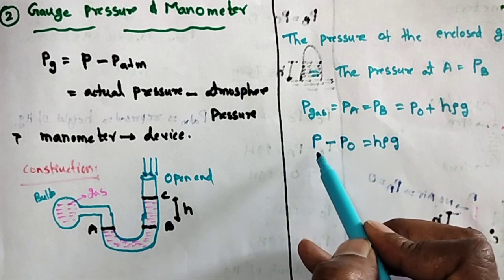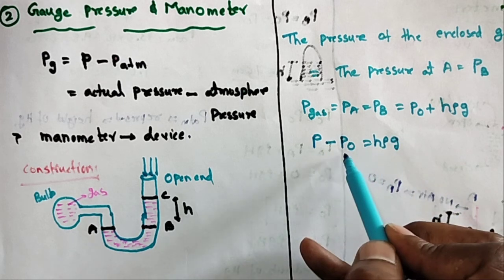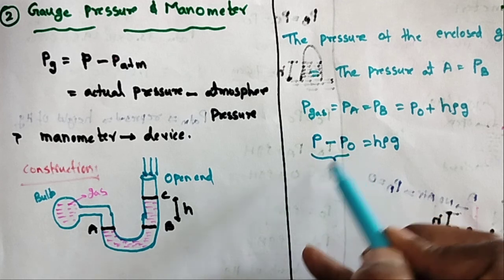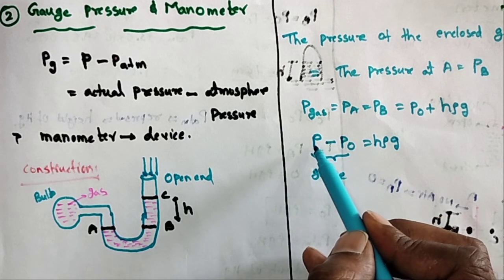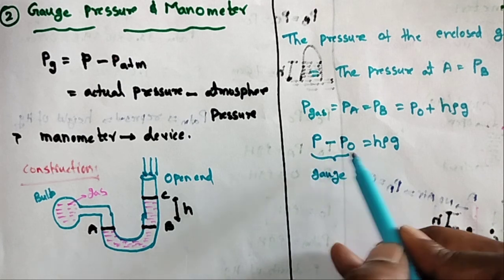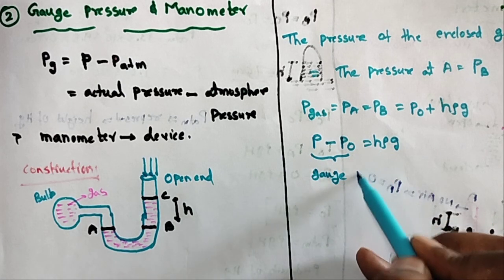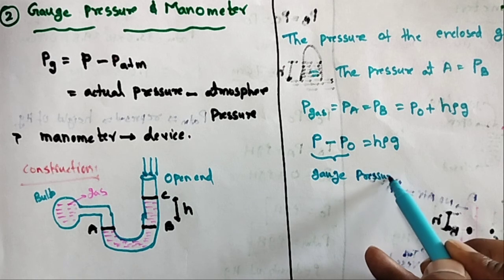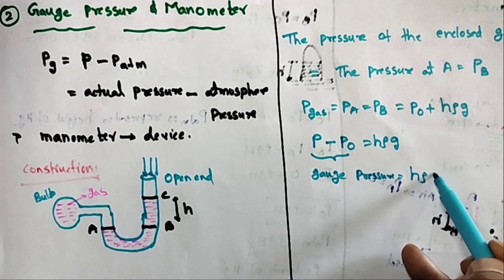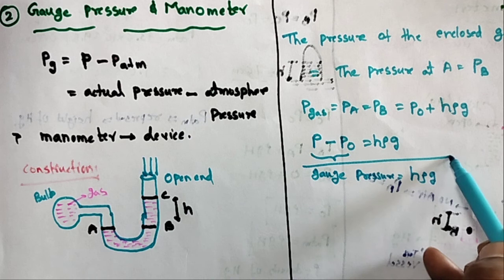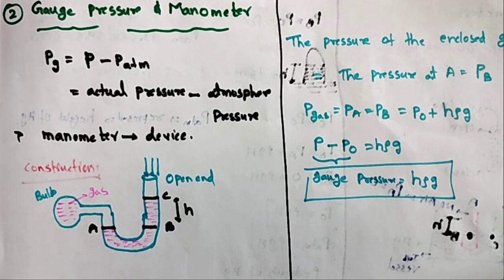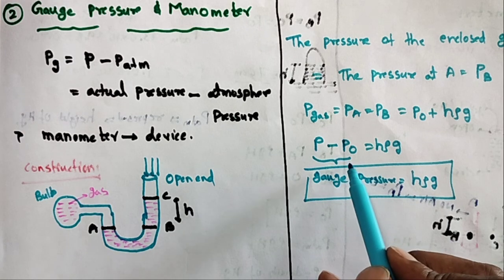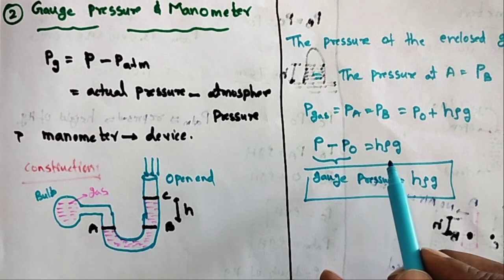So P gas minus P naught indicates the gauge pressure. This is the actual pressure, this is the atmosphere pressure, and the difference gives the gauge pressure. Therefore the gauge pressure is equal to h rho g. So by using a manometer we can calculate gauge pressure, where P minus P naught is equal to gauge pressure.